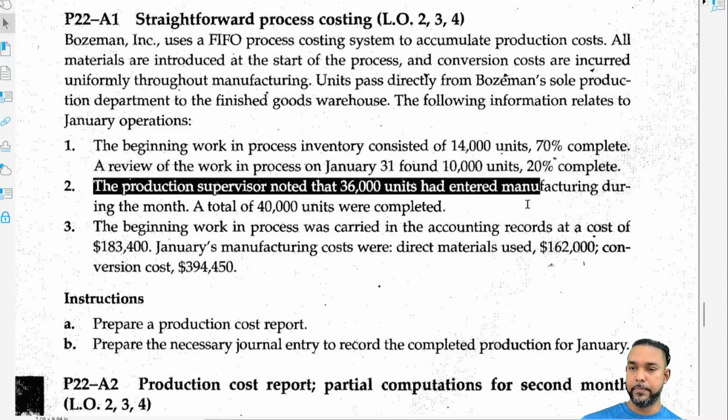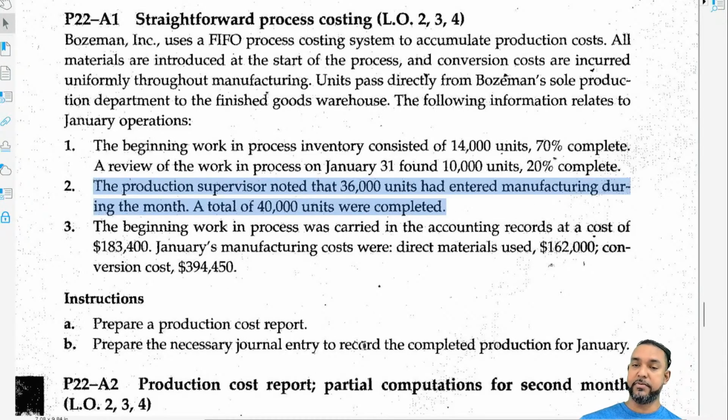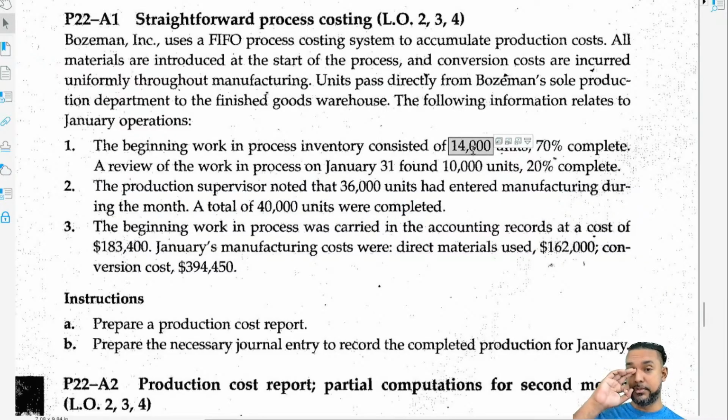Now, in item 2, it says the production supervisor noted that 36,000 units had entered manufacturing during the month. A total of 40,000 units were completed. Okay, cool, no problem. So 36,000 was entered and 40,000 completed. Now, of course, 36,000 will not magically transform to 40,000, right? What happens is that out of the 14,000 at start, clearly we finished all 14,000 of those.